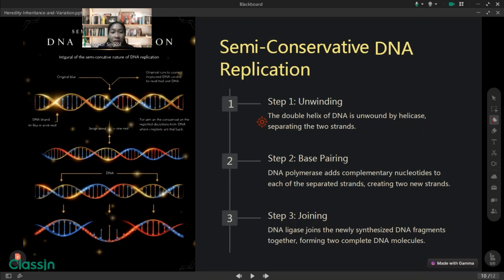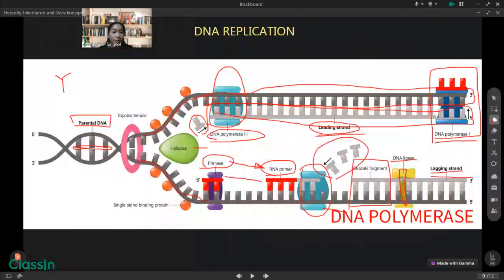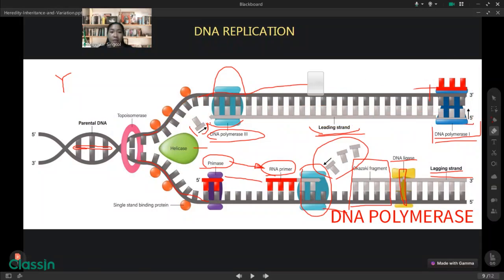So, the double helix of DNA is unwound by helicase. So, mamuto yung pinaka-first, diba? Separating the two strands. So, unwound by helicase or iyang gi-unzip. Next is the base pairing. So, the DNA polymerase adds complementary nucleotides to each of the separated strands, thus creating two new strands. And 3 is the joining. So, ang DNA ligase, ihada yung join tong mga newly synthesized na fragments or DNA fragments forming two complete molecules. So, let me erase this one, ha?